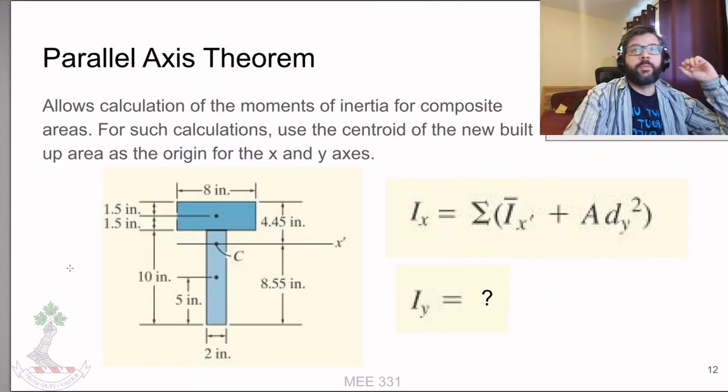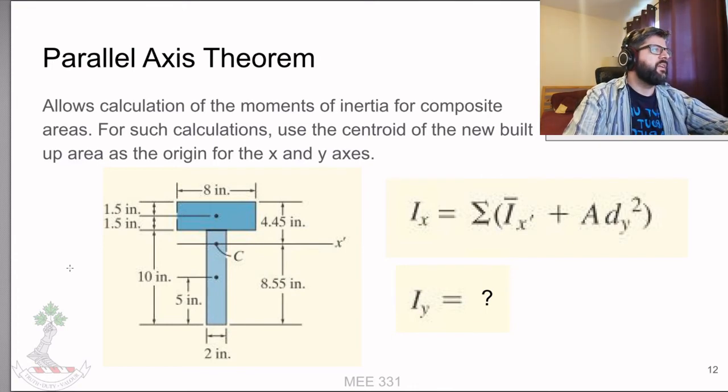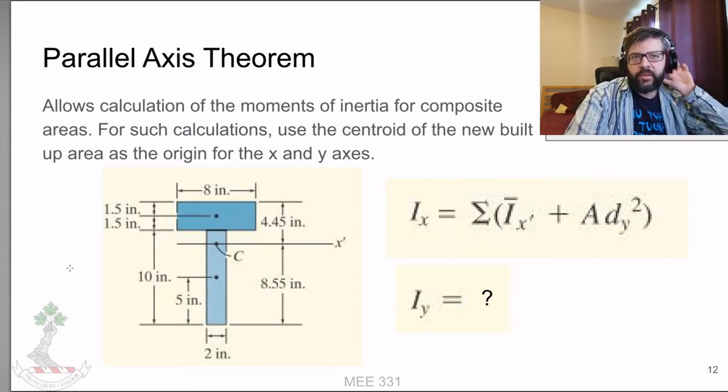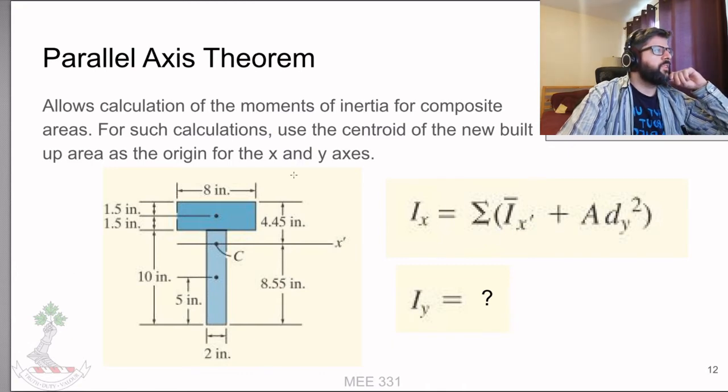So why might we want to be doing that? Basically, it allows us to calculate what these things are for composite areas, stuff that is made out of a combination of relatively simple shapes. It allows you to recalculate the new moment of inertia for the composite areas based upon the known initial moment of inertia for what you started with.